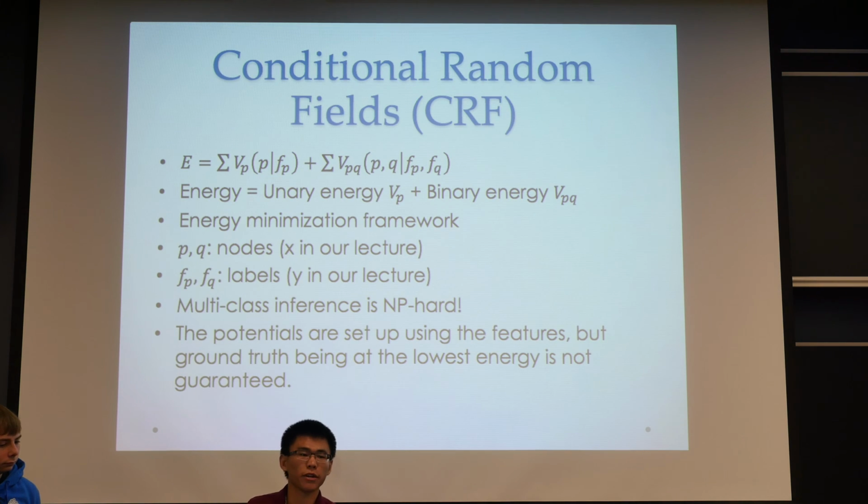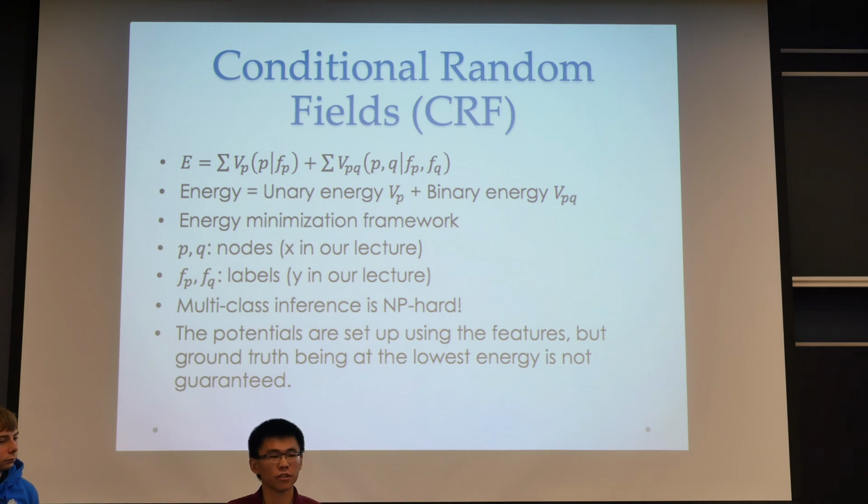Once we have a graph, it is very easy to model it with conditional random fields. I'm using a different notation here from what we have covered in class. The FPQ are the nodes, which are the X in our lecture, and FPFQ are the corresponding labels, which are the Y in our lecture. We have unary potentials plus binary potentials. The binary potential captures the pairwise interaction, which is contextual information. Notice that this pairwise potential is different from the smoothing prior typically used in image segmentation or image denoising.